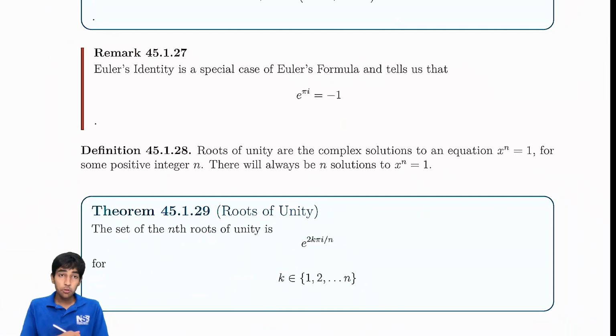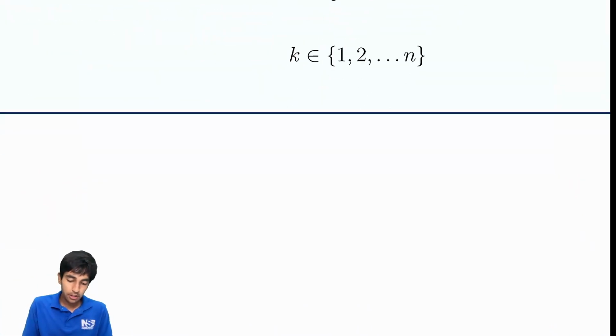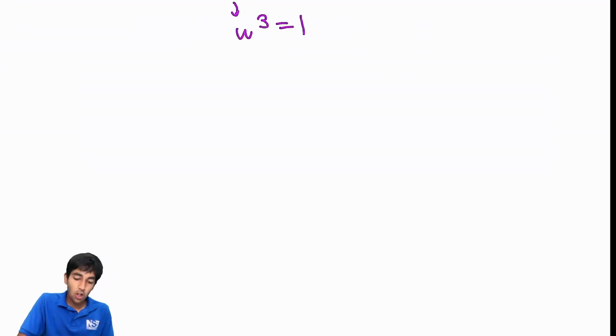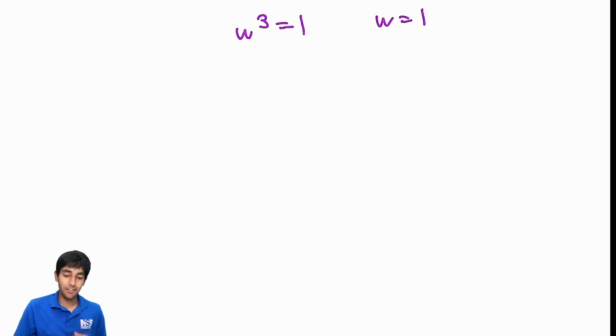Okay, now we're on to roots of unity. And rather than dealing with the generalized form, let's just take an example. Let's say we're trying to find all solutions to this. Now, if we were in the real numbers, if you were doing the AMC 10, it was just w equals 1. Or let's say you're doing the AMC 12. Now, that's not good enough.